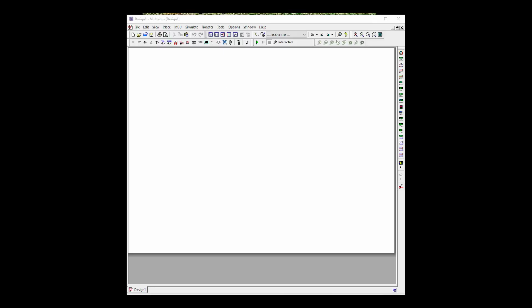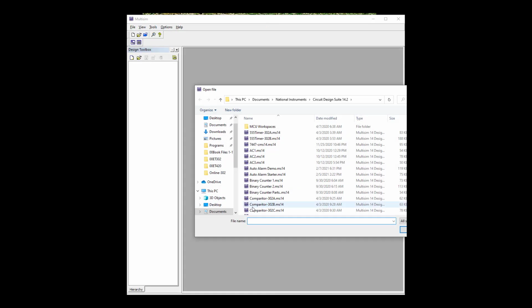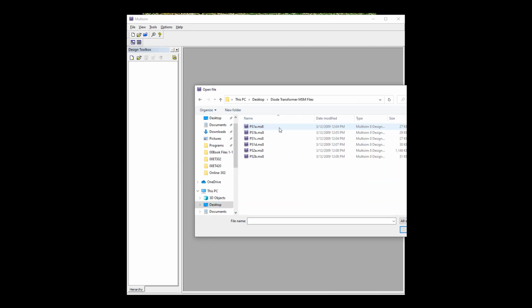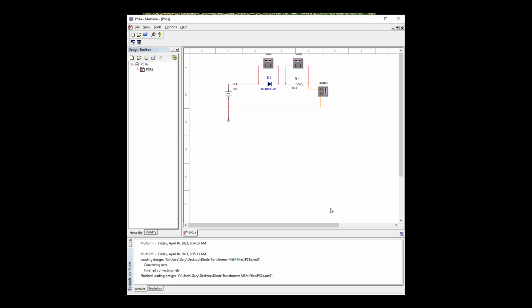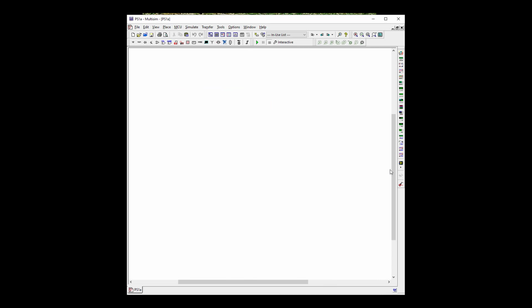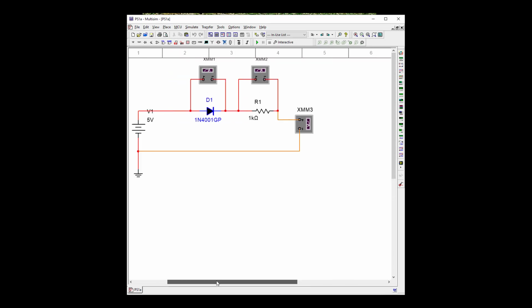Here we are at Multisim, and the first thing we need to do is download the zip files, unzip them, and open them up. We're going to start with our first file, so we go to the desktop where I put these, and our folder, start PS1. Good. Let's go ahead, and I'm going to enlarge this and center it.